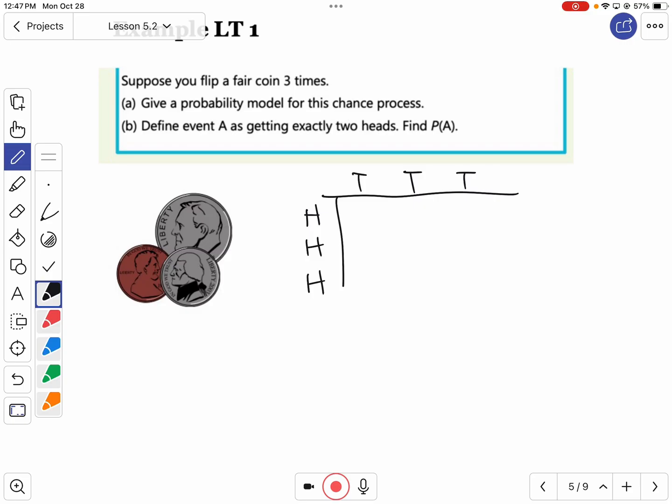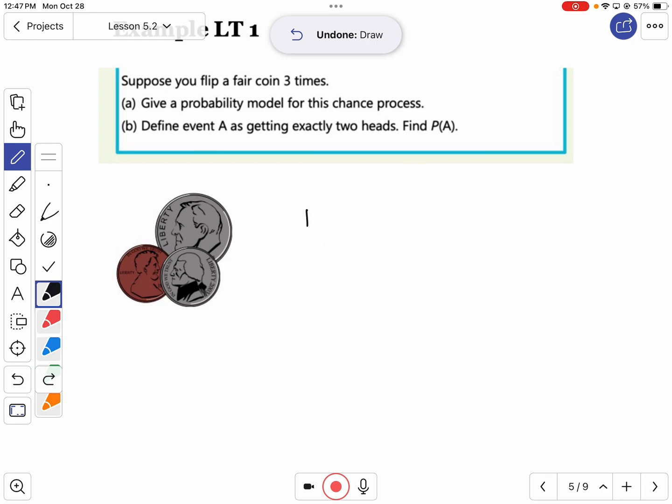Well, that's not going to help me. I don't like that chart. Just kidding. I changed my mind. All right, so let's do this one. 1, 2, 3. Okay, I like this better.